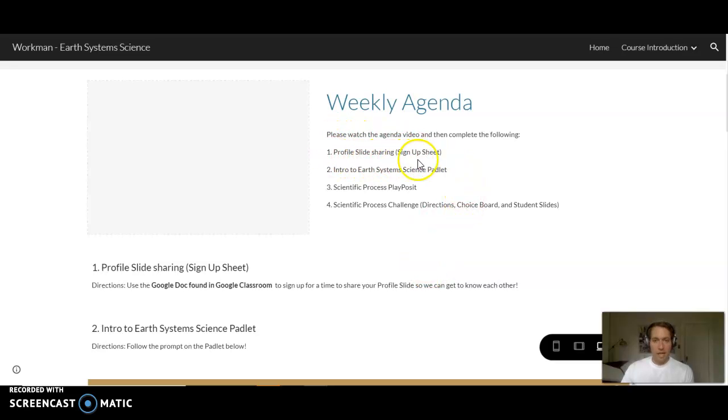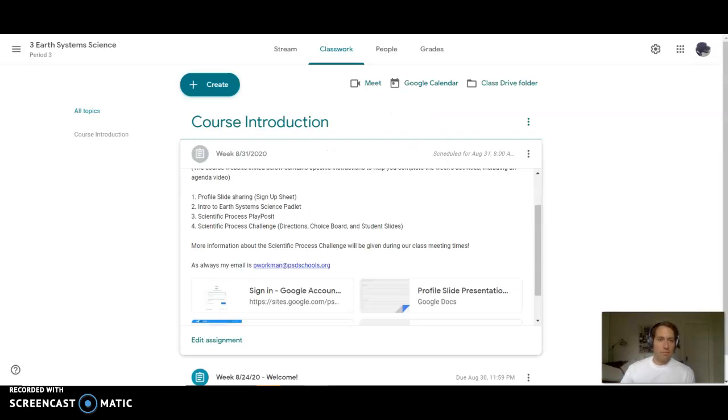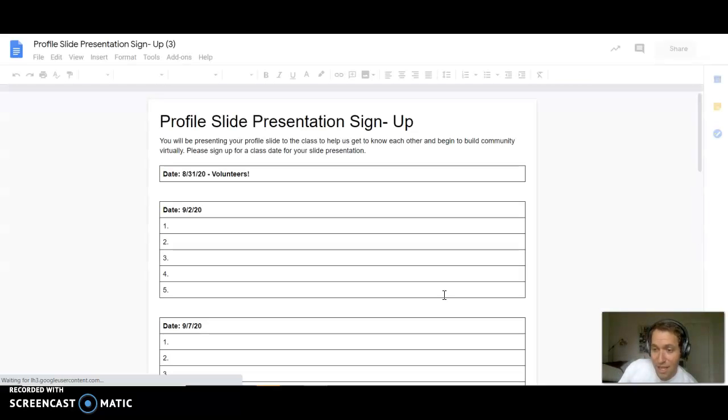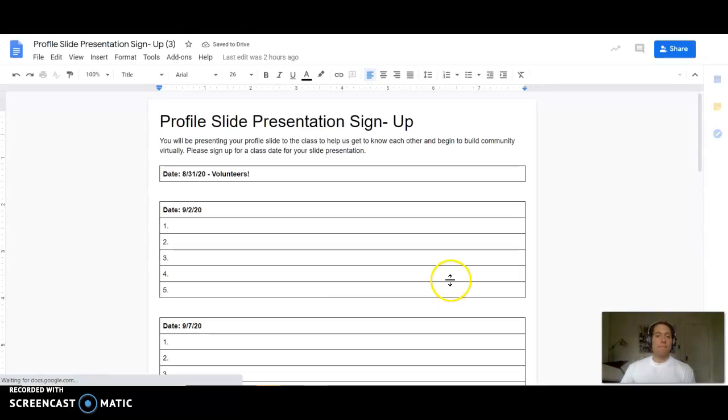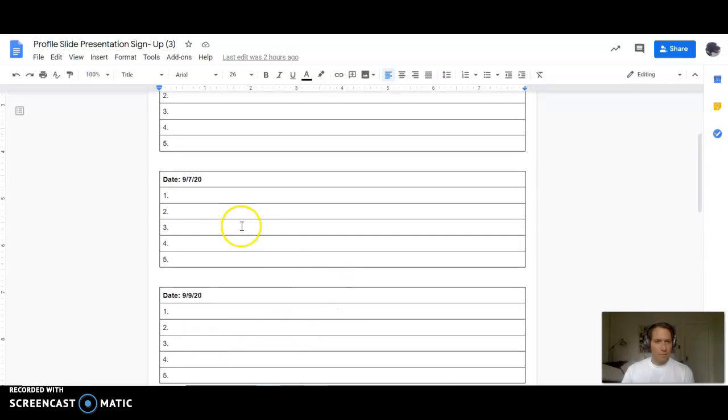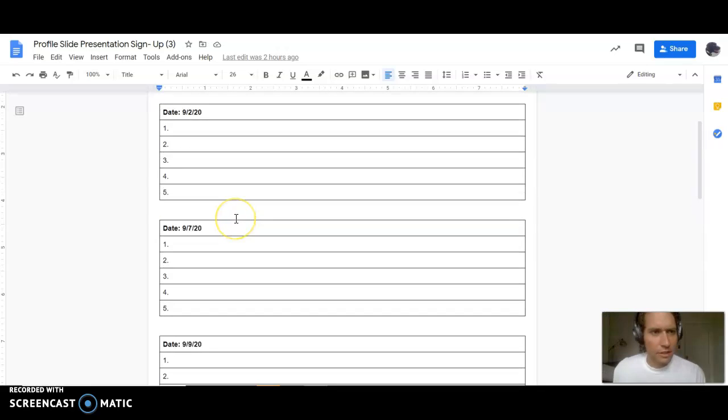Okay, first item actually is a sign-up sheet for the profile slide. And so you should be ready to present your profile slide at this point. The first time we meet this week, I will take volunteers to share their profile slides. But on Classroom, there is a sign-up sheet that you can edit. And what you will do is pick a day that you want to present, and you'll put your name down on the date. These are the days that we meet.